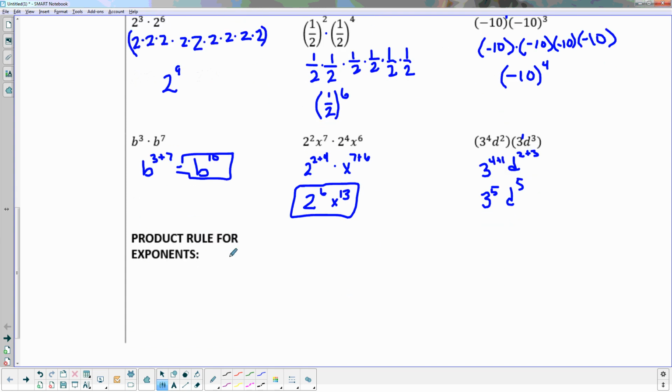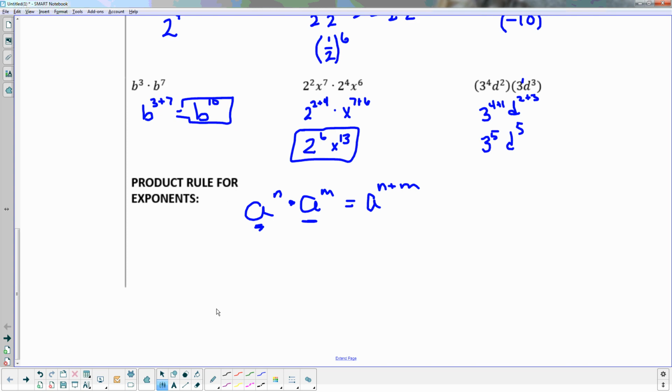So the product rule for exponents really just says that if I have any number to the n times any number to the m, note that these two have to be the same number. But if I'm multiplying, here's the key, then I would add the exponents. So n plus m would go in the exponent there. Cool, got one down. Let's look at the next one.